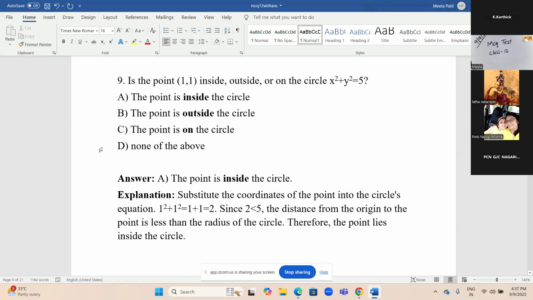Okay, next one: is the point (1, 1) inside, outside or on the circle x square plus y square is equal to 5? Okay, so here they have given the point (1, 1) as well as the equation. So here what is the radius? The r square is equal to 5. So in that case we have to check whether 2 is less than 5. Is this inside or outside? The point is inside the circle. So whatever point has been given, that is inside the circle.